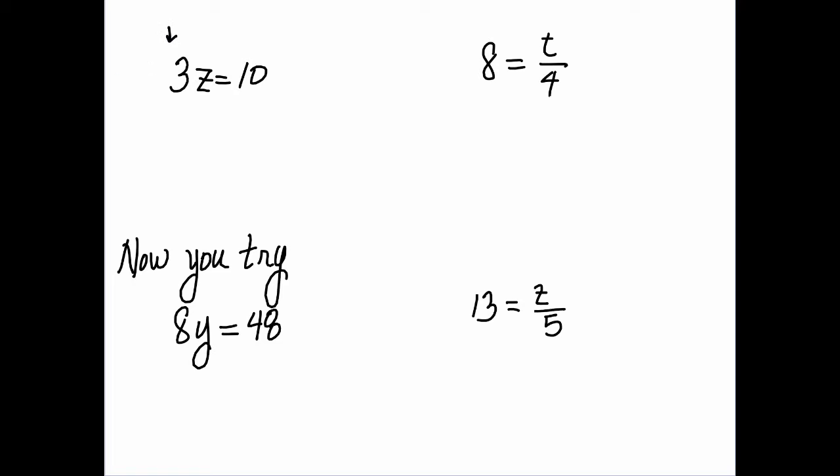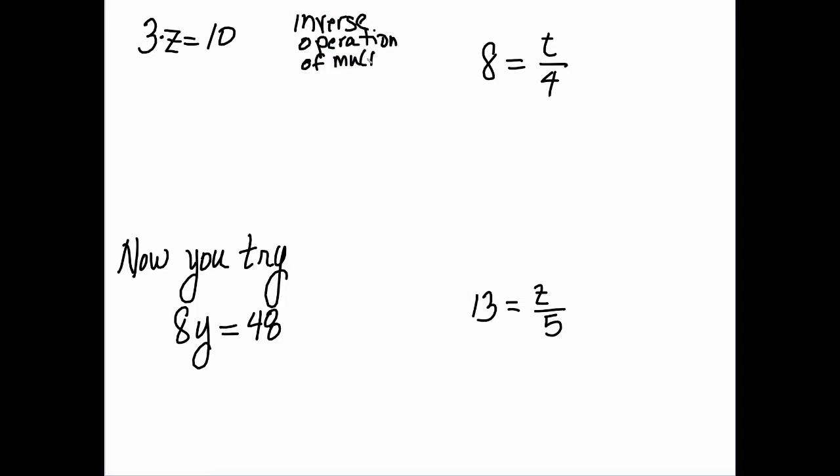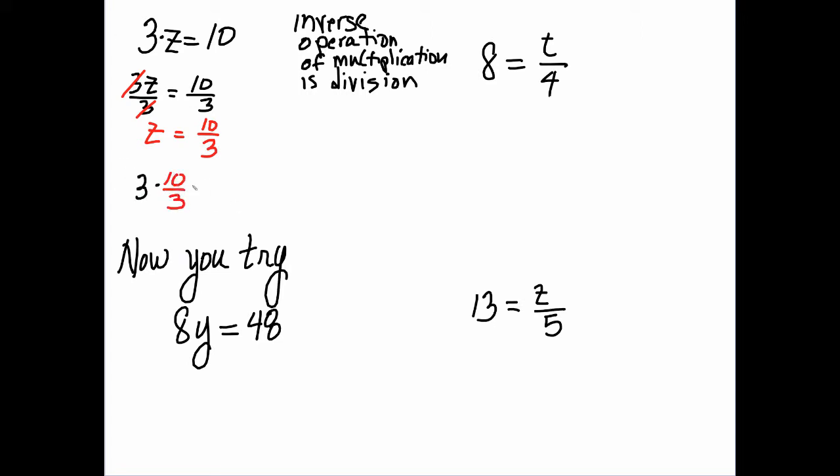The problem on the left we can solve using division. The problem is 3 times z equals 10, and because it's 3 times z, we'll use the inverse operation, which is division, to solve. If we divide each side by 3, we'll get z equals 10/3. And we can check that by substituting 10/3 back into the equation, and we can see that 3 times 10/3 equals 10.